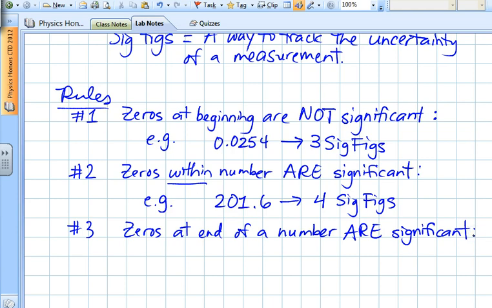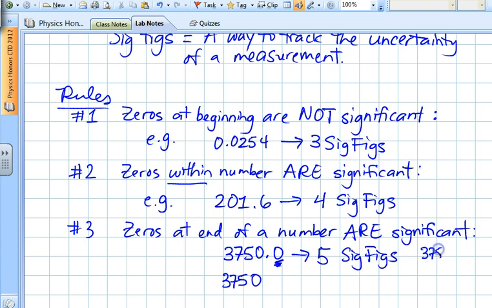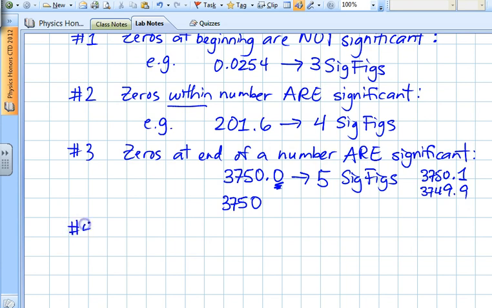For example, the number 3750.0 has 5 sig figs, because there's a big difference between 3750.0 and 3750. 3750.0 tells us that we measured that number, whatever it is, with an instrument good enough to allow us to estimate the point 0. So theoretically it could have been 3750.1 or 3749.9 or whatever. But the point is, we're able to measure it to that amount of precision, so we have more sig figs.